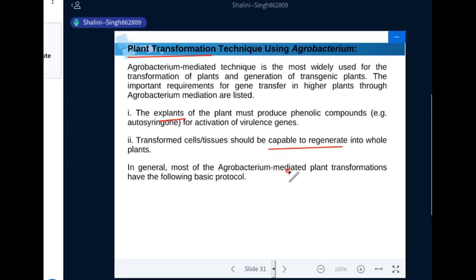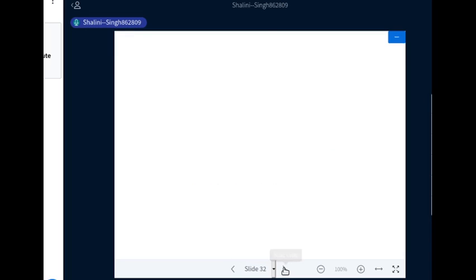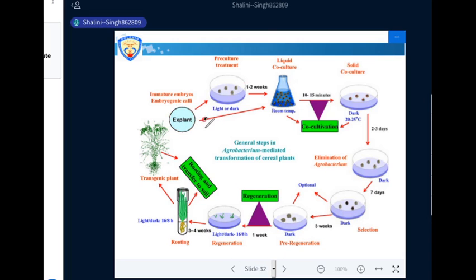In general, most of the Agrobacterium mediated plant transformation follows the following basic protocol. We will take our explant, that may be an immature embryo or embryonic callus. Then pre-culture treatment is given. After that, liquid co-culture is done. Liquid co-culture is the suspension of bacterial culture in which your explants are suspended. After this treatment for 10 to 15 minutes, co-cultivation is done. Co-cultivation is the transfer of these explants treated with bacterial culture onto the solid medium.